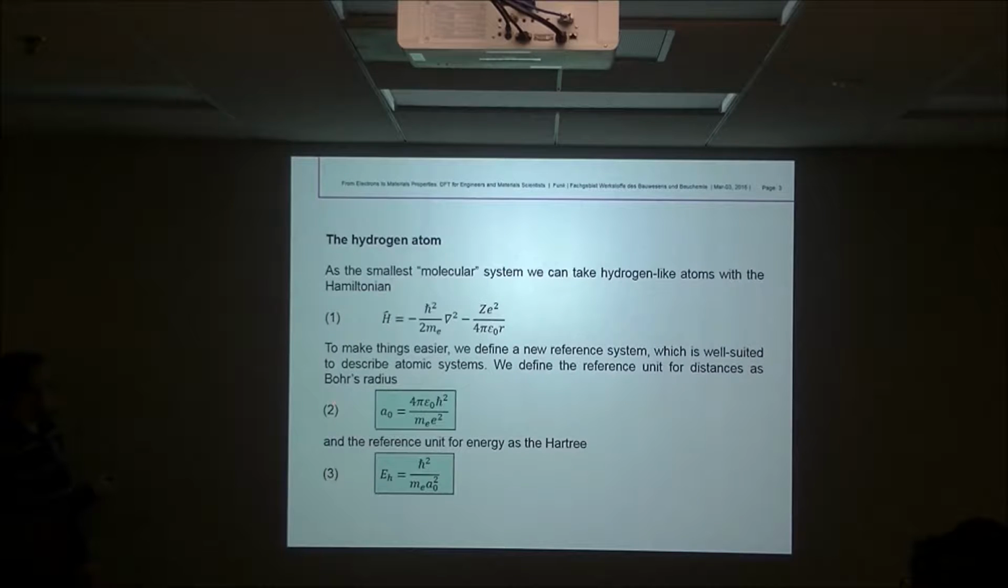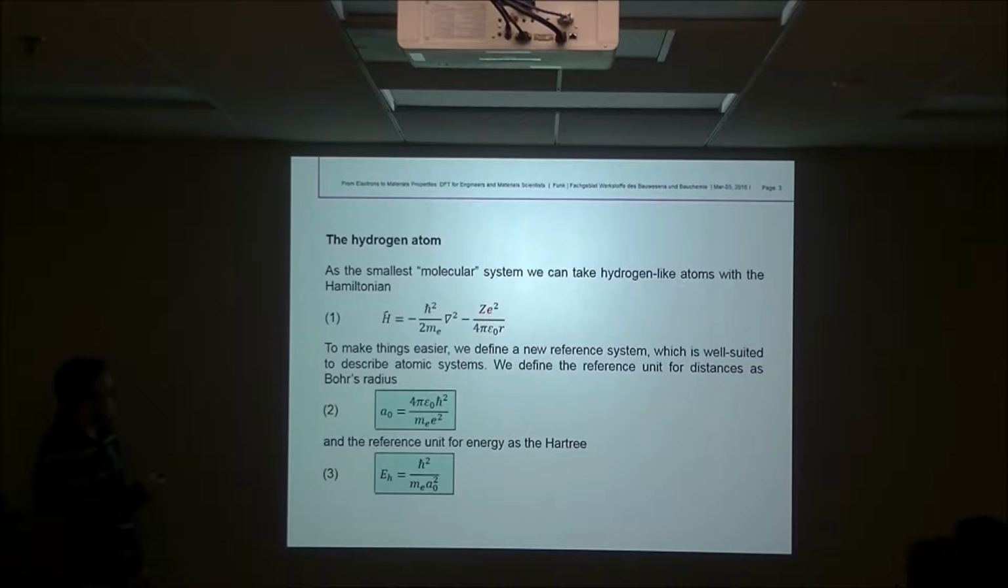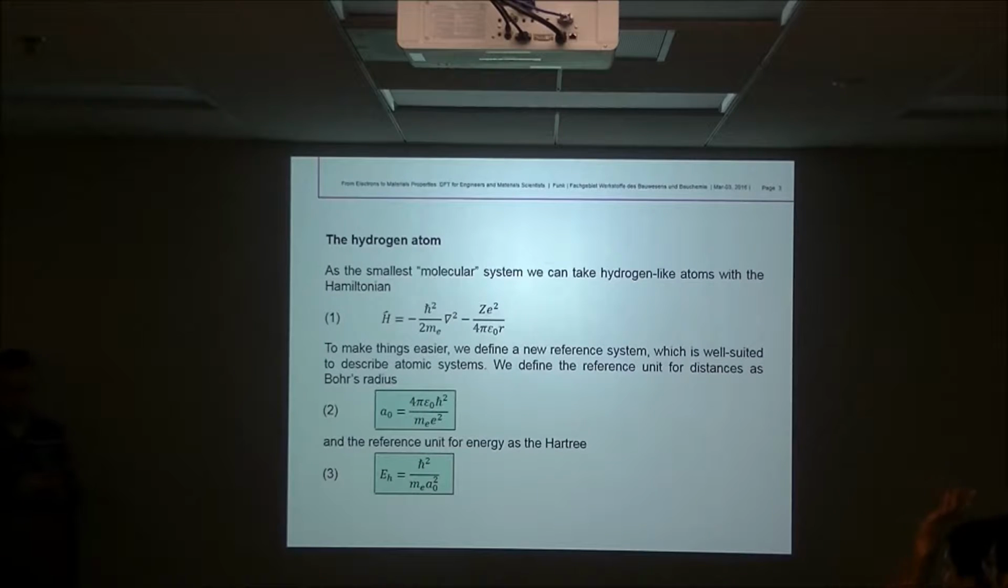So obviously, what we have is our Hamiltonian. This is the kinetic energy of our electron. And this is the Coulomb attraction between the electron and the nucleus. Z is the charge of the nucleus, e is the elementary charge. You see we have many, many nice constants in our equation. And r is the distance between electron and nucleus.